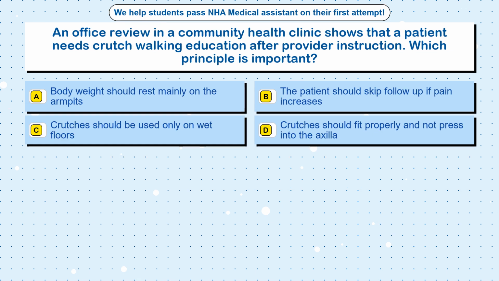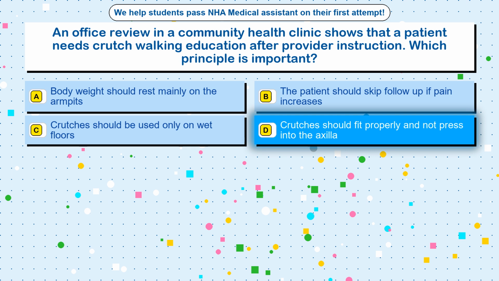Question 11. An office review in a community health clinic shows that a patient needs crutch walking education after provider instruction. Which principle is important? Option A, body weight should rest mainly on the armpits. Option B, the patient should skip follow-up if pain increases. Option C, crutches should be used only on wet floors. Option D, crutches should fit properly and not press into the axilla. The correct answer is option D, crutches should fit properly and not press into the axilla.